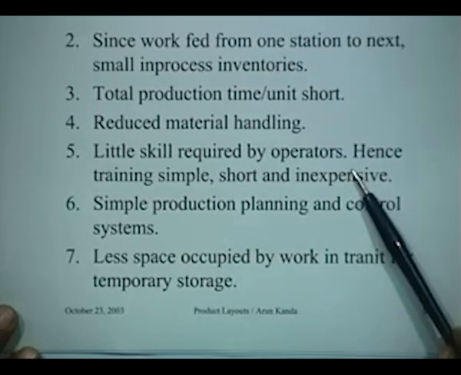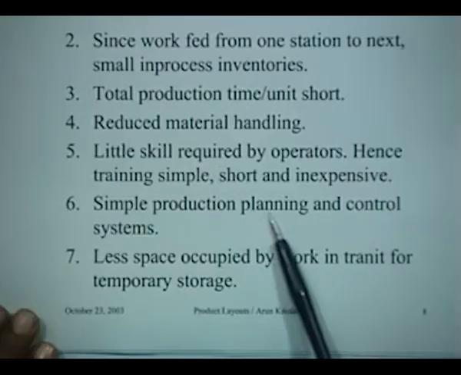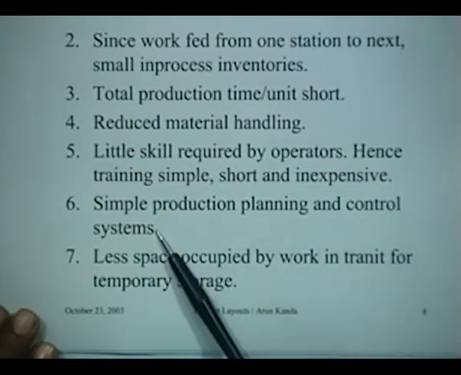In a process layout you might have a lathe operator. A lathe operator must have proper training. He should be able to read a vernier caliper. He should know how to operate a lathe. He should be at least an ITI trained person, and so on. So there are much greater problems there. In the product layout, production planning and control systems are simple.